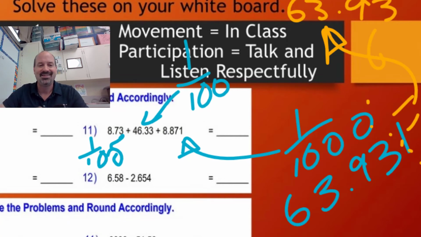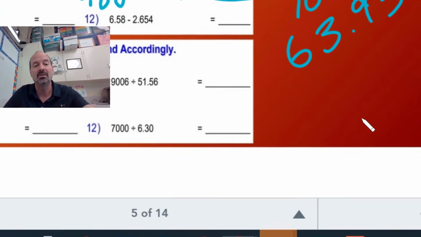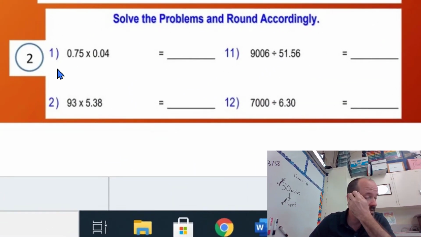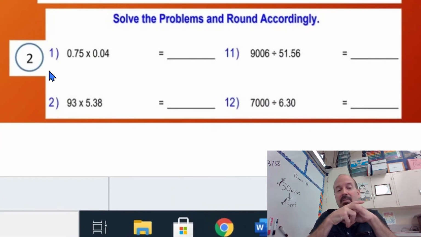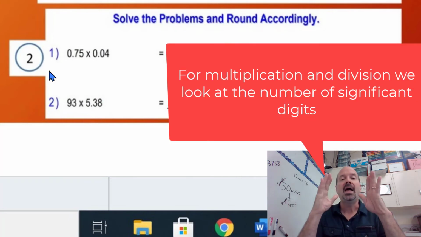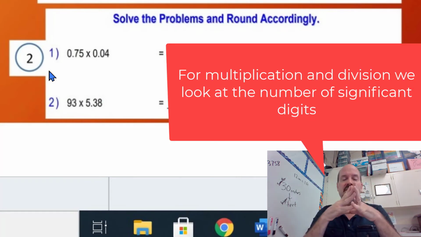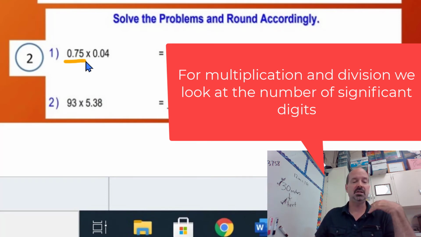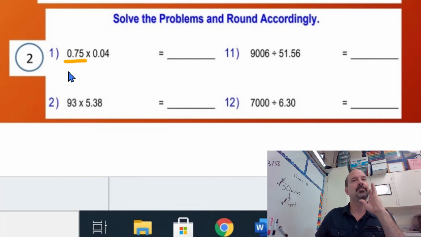All right. So is that different or the same thing when you multiply? And the answer is different. On these multiplication ones, instead of looking at place value, maybe you need to write this down, we're going to look at how many digits are significant. Do you know on this first one, 0.75? You can put it in the chat or wherever you'd like. You could probably unmute yourself. How many significant digits are there in 0.75? Okay, so there are 2 here.